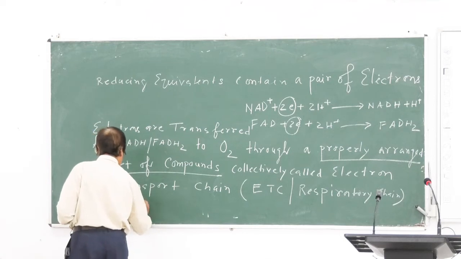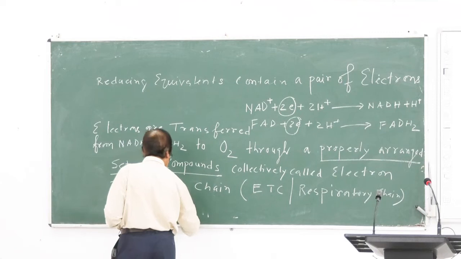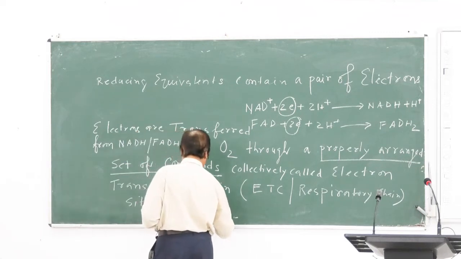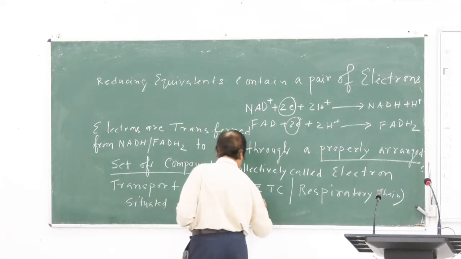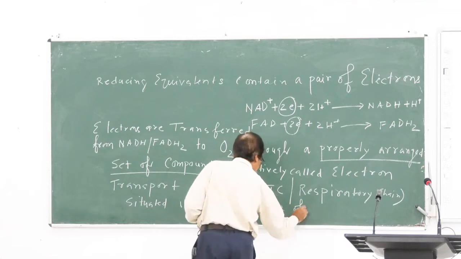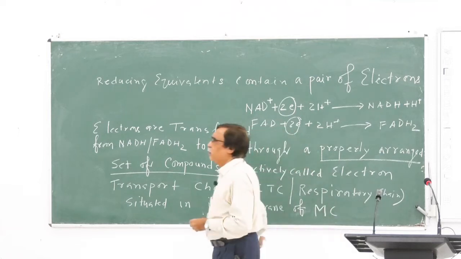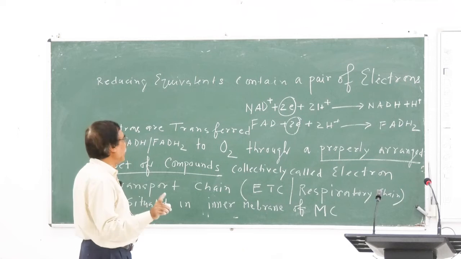Situated in, where is it situated? Inner membrane of the mitochondria. Inner membrane of mitochondria. In abbreviated form mitochondria MC. ETC, electron transport chain.